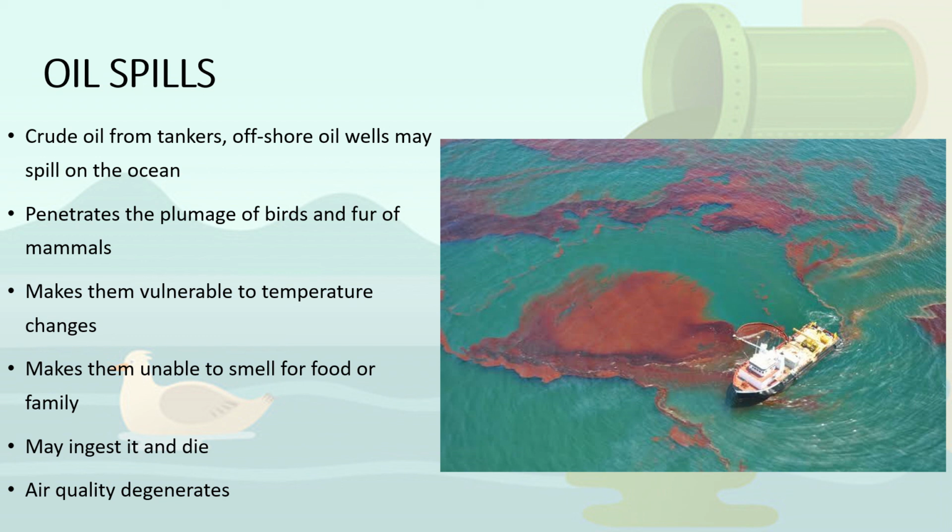It makes them very, very vulnerable to temperature changes, and many birds and animals die because they cannot control their body temperature according to the surroundings. Of course, the oil also enters their nostrils and their mouth, so they are unable to smell for food. They are unable to protect their families. And some of them also ingest it. That means they take it in and they die. Because of the oil spills, there is a layer on top of the water, so there is less air circulation. Oxygen cannot penetrate into the water and the air quality of the water degenerates.